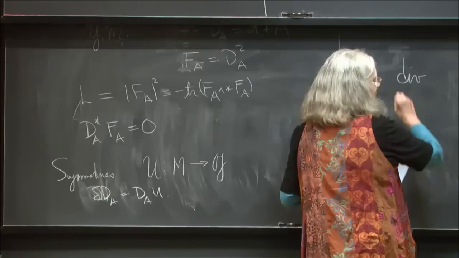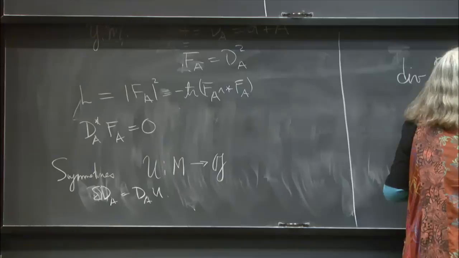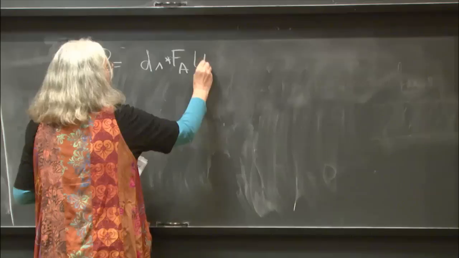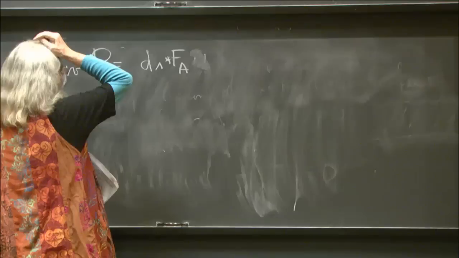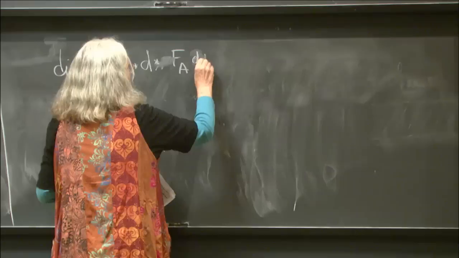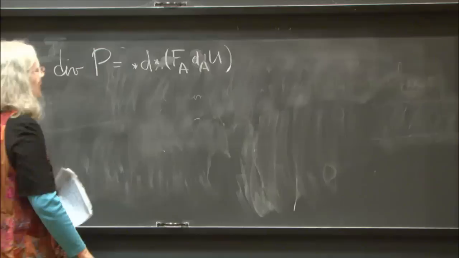I'll write down what the divergence is, because the divergence of P is just d wedge f a star f a times u, sorry, divergence of P is equal to star, let me write it. Yeah, I've got the right number of things there. Right, now I got it right.